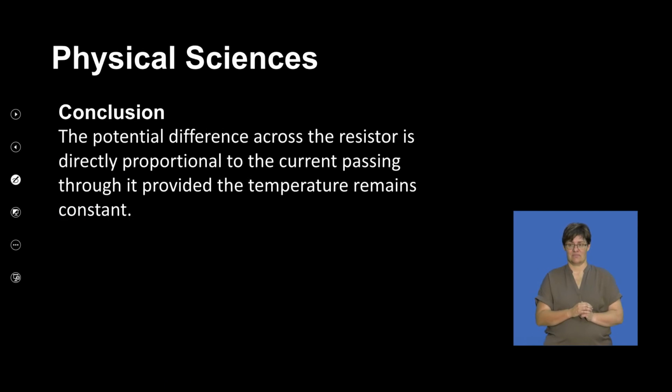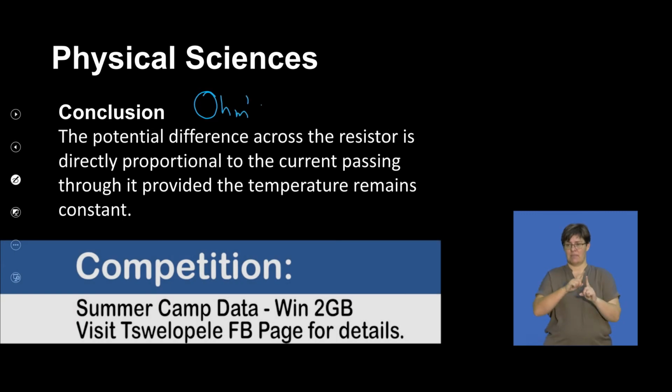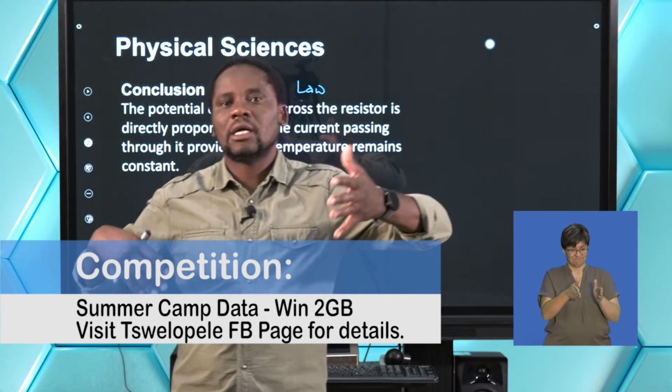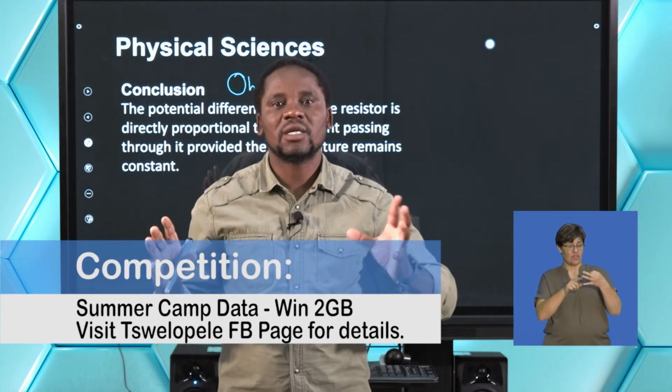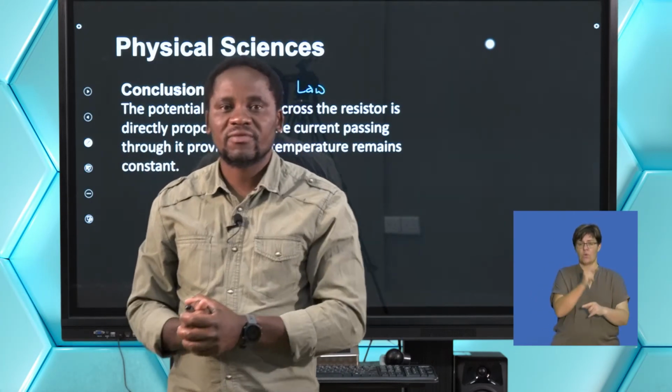Right, and then in conclusion, we are saying that the potential difference across a resistor is directly proportional to the current passing through it, provided the temperature remains constant. Now that's how we arrive at Ohm's law. So that was it as far as this segment is concerned. In the next third and final segment, we'll look at a scenario where instead of a resistor, we use a light bulb. Let's take a short break for now.